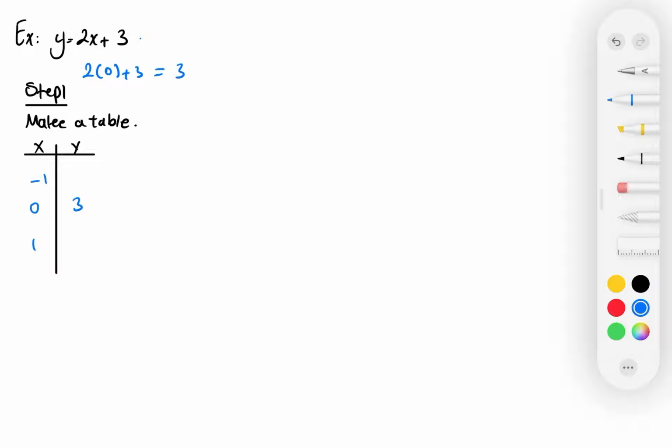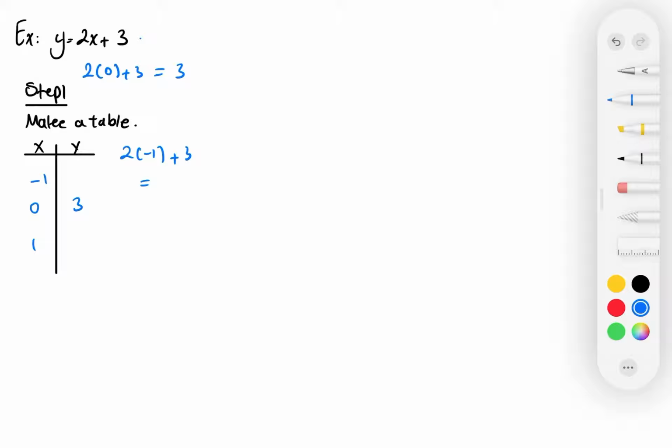So if instead of x I put -1, 2 times -1 plus 3 is going to be -2 plus 3, which is 1. If I put 1 in there, 2 times 1 plus 3, that's going to be 2 plus 3, which is 5. All right. The next step is to just draw your graph and plot the numbers on it.